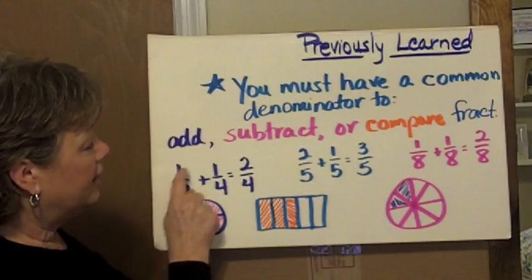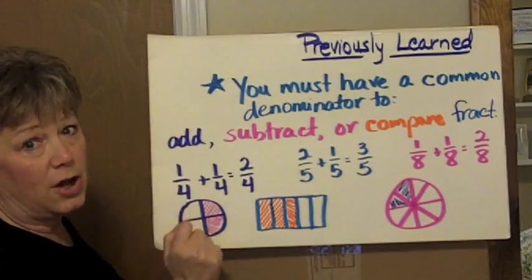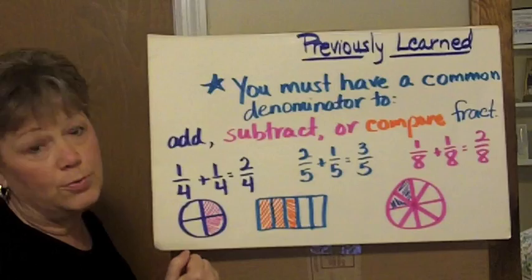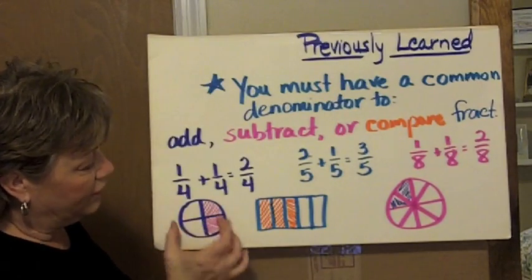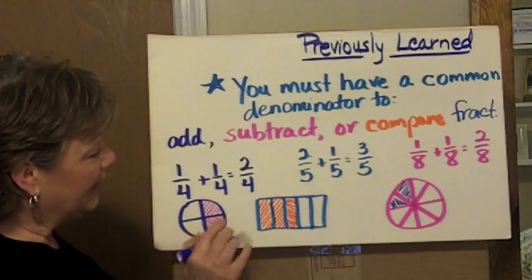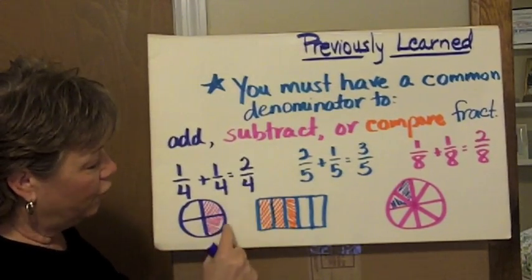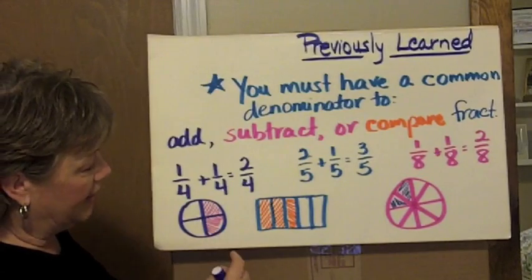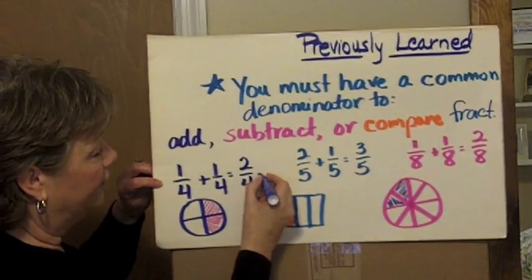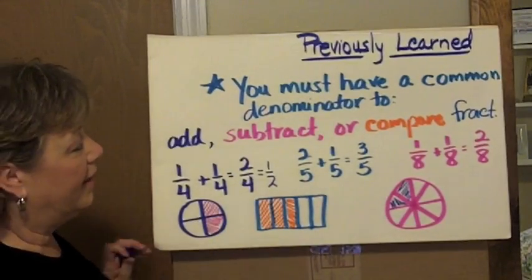It is not 2/8. I don't add the numerator and the denominator. I only add the numerator. The pieces are the same size. Now, one thing that's pretty cool here is that I can see in the visual that 2/4 is the same thing as 1/2. So I'm going to add that in because you can clearly see that.